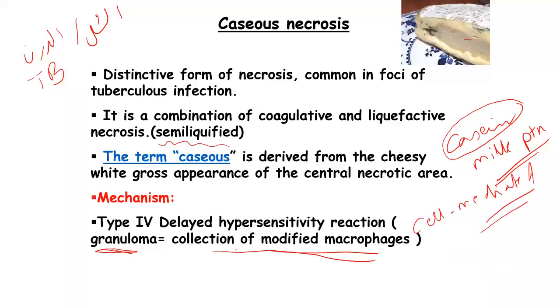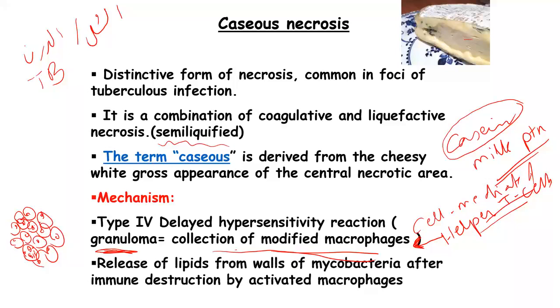So type 4 delayed hypersensitivity reaction, which is a cell-mediated immune response, is associated with the activation of helper T cells that stimulate a collection of modified macrophages to the area of necrosis, and these are called the granuloma. So we have a collection of histiocytes that are modified to give a certain picture. You are going to take that whole picture of granuloma later on in the chapter of granuloma, but now we know that the caseous necrosis occurs in the setting of granulomatous reaction, which is type 4 delayed hypersensitivity reaction.